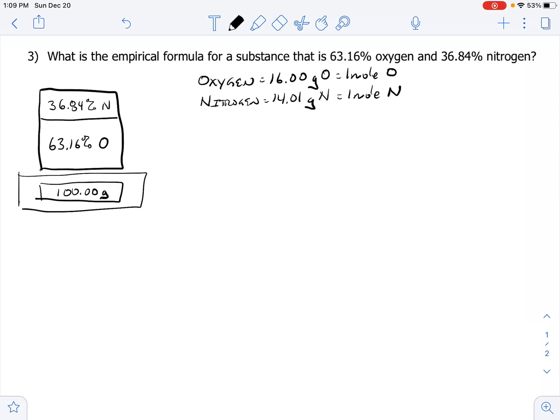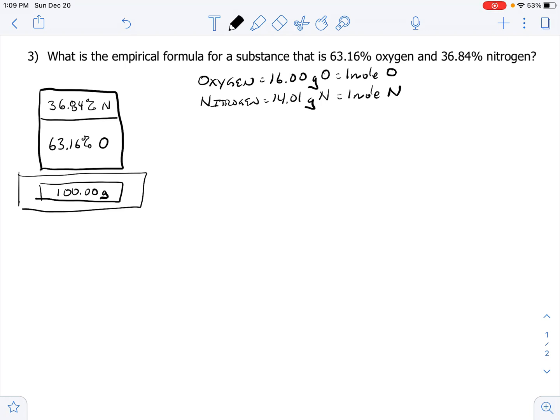This is problem number 3 on the empirical and molecular formula worksheet. Problem number 3 states, what is the empirical formula for a substance that is 63.16% oxygen and 36.84% nitrogen? Things that we know: oxygen has a molar mass of 16.00 grams for 1 mole, and nitrogen has a molar mass of 14.01 grams for 1 mole.